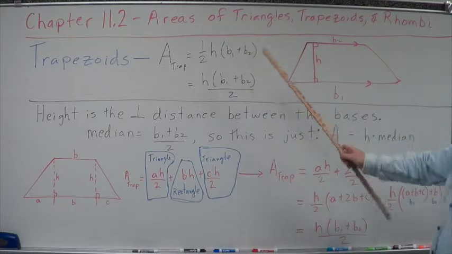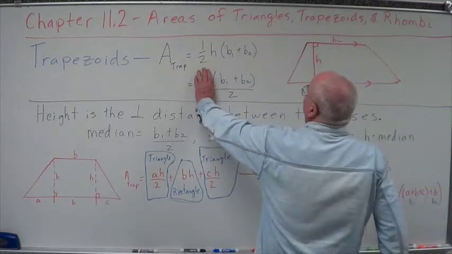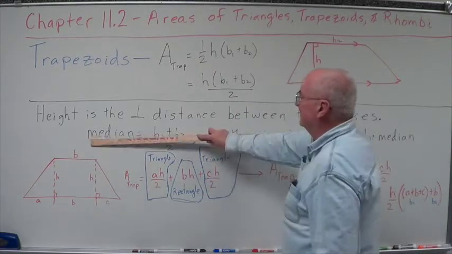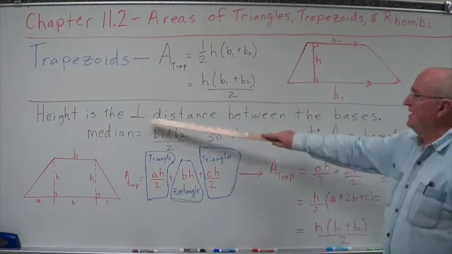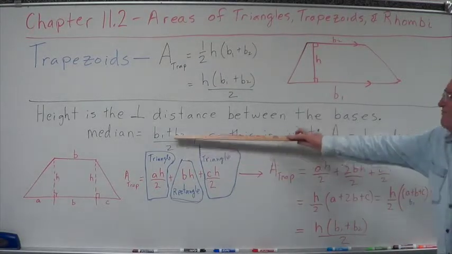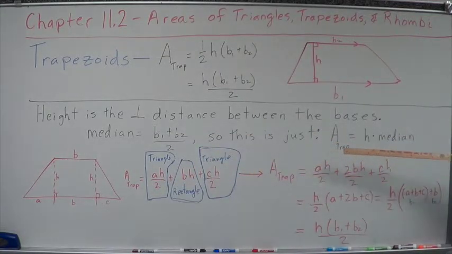Really what we're looking at is, if we take this away right there, base 1 plus base 2 divided by 2 is what? It's the median. Median equals base 1 plus base 2 divided by 2, the average of the bases. So the area of the trapezoid is really just the height times the median. You know how to find the median? And you can find the height, boom, you can find the area.